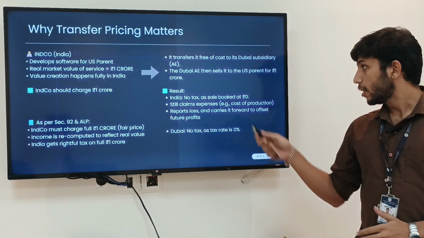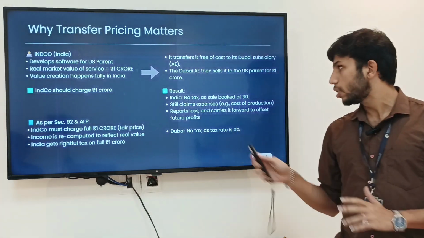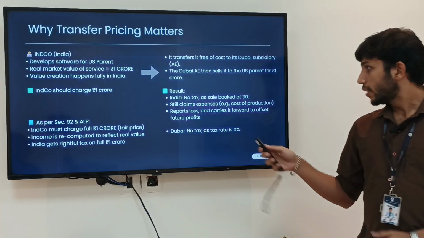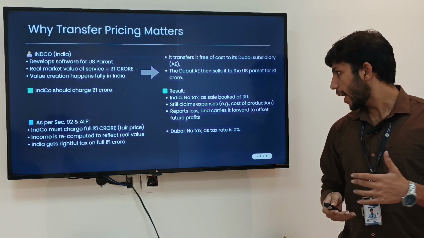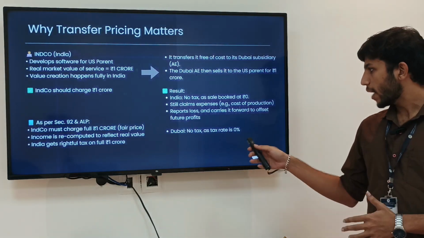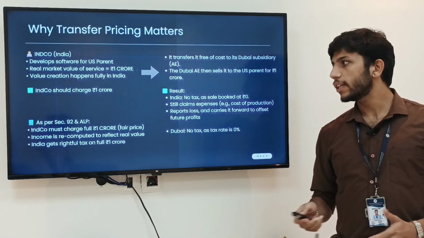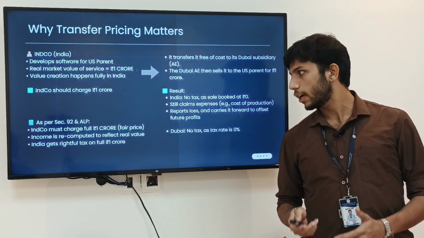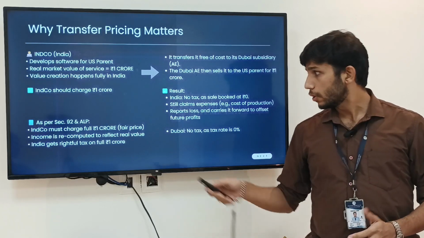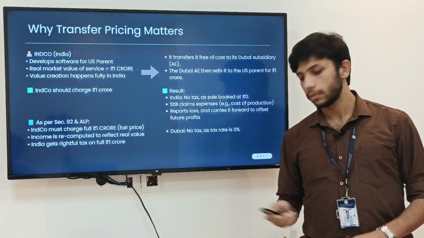So the result is there is no tax in India, as the sales booked is rupees 0. Still, it can claim expenses, for example the cost of production. Then it reports the loss and carries it forward to offset future profit. Also, there is no tax in Dubai because the tax rate in Dubai is 0. So that is why the concept of transfer pricing has come. Here, income is recomputed to reflect the real value, and India gets its rightful tax on the full 1 crore rupees.